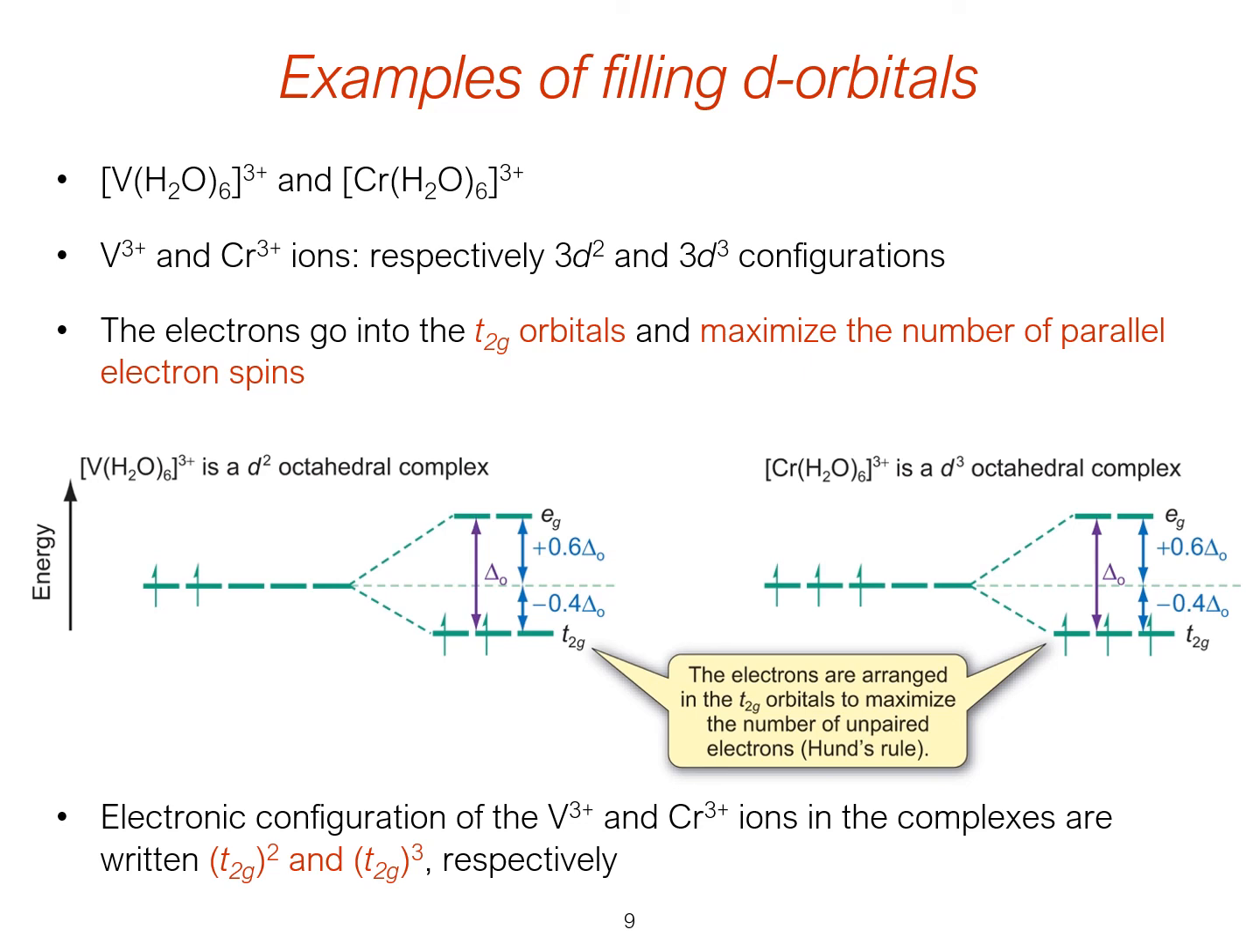In the same way we did in the last slide, we can write the stabilisation energy. This time we've got 2 electrons in the t2g orbital, so this is 2 times minus 0.4 delta O, which equals minus 0.8 delta O stabilisation energy. And then this time we've got 3 times minus 0.4, so we've got minus 1.2 delta O. So we can work out the stabilisation energy of each of these electronic configurations just by multiplying how many electrons there are with the splitting energy.